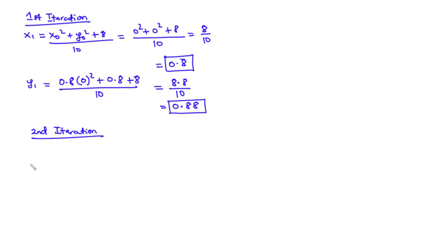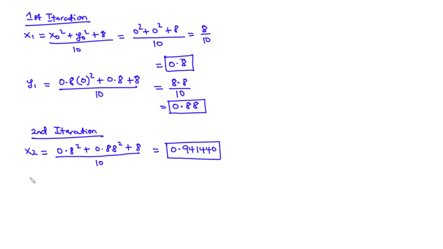For the second iteration, we have x2 equal to, so we are going to use the new value of x, which is 0.8. So we have 0.8 squared plus the new value of y, which is 0.88, the square of it, plus 8, all divided by 10. Now this is going to give us 0.941440.